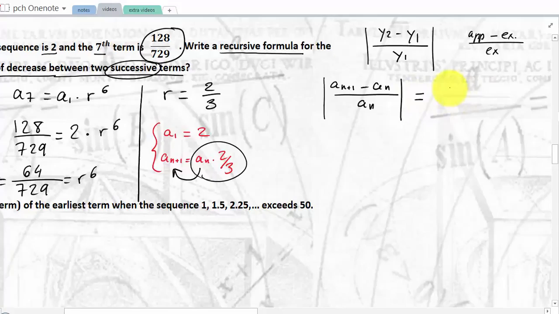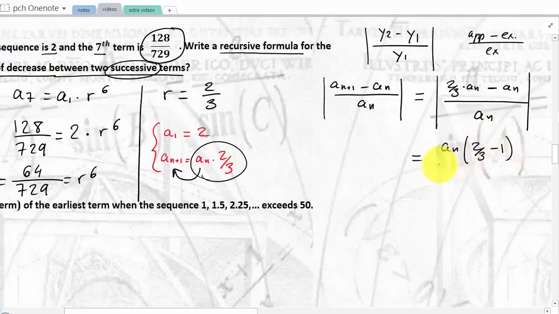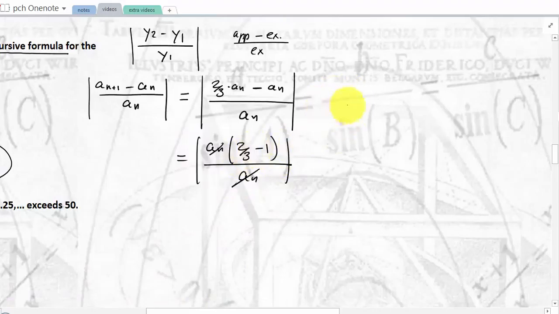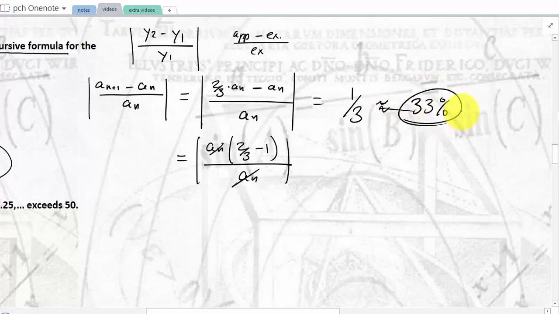So it is the absolute value of (2/3 times a_n minus a_n) over a_n. Now, factor a_n at the numerator, and you have (2/3 minus 1) times a_n over a_n. Simplify by a_n, and it is the absolute value of 2/3 minus 1, so basically it is 1/3. So what's the percent of decrease? It is about 33% of decrease between two consecutive terms.